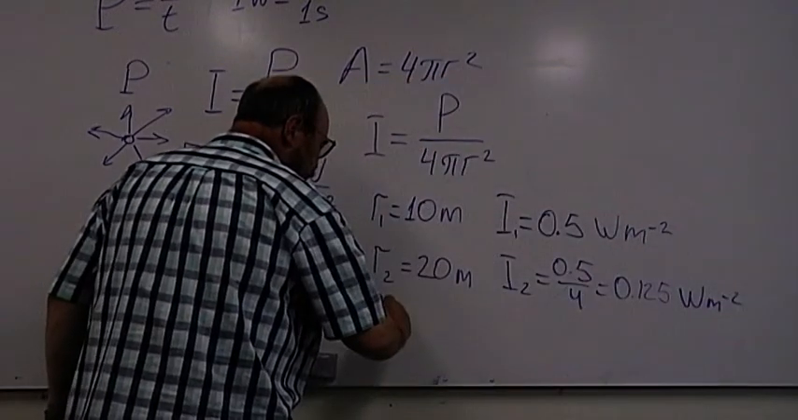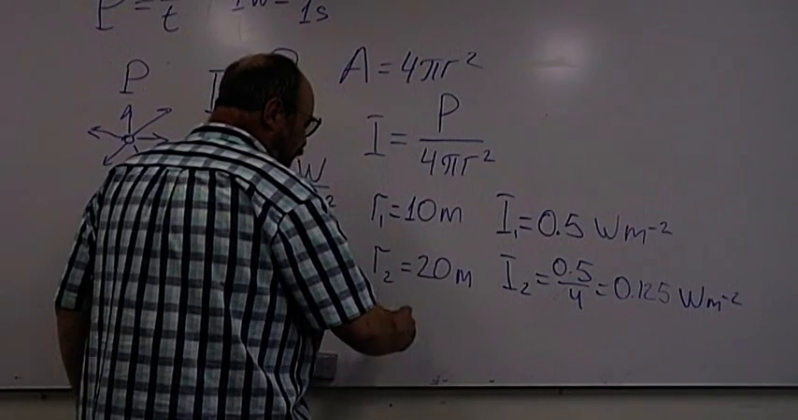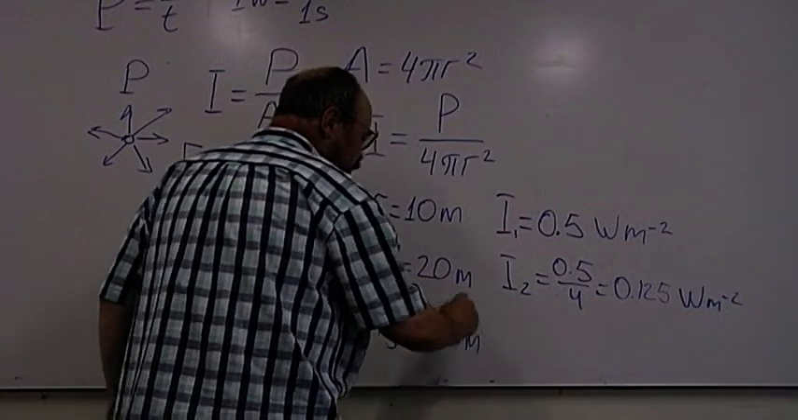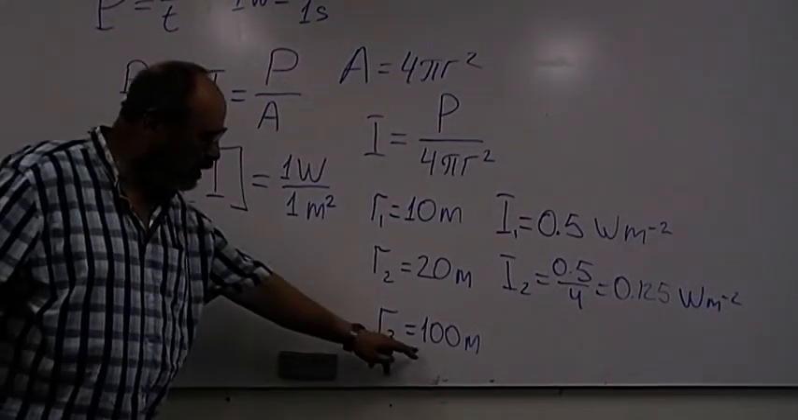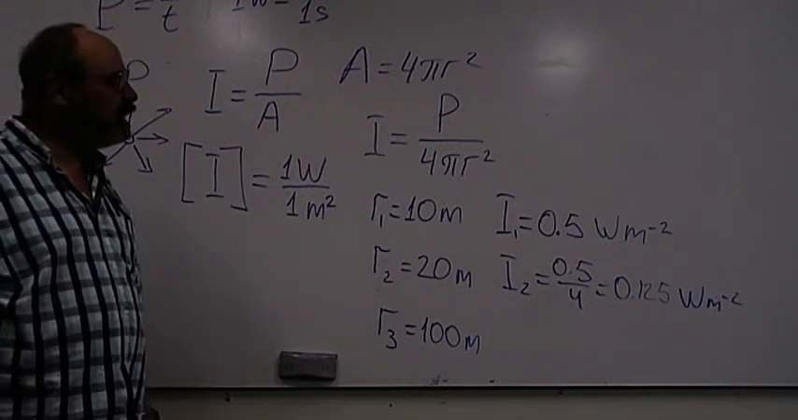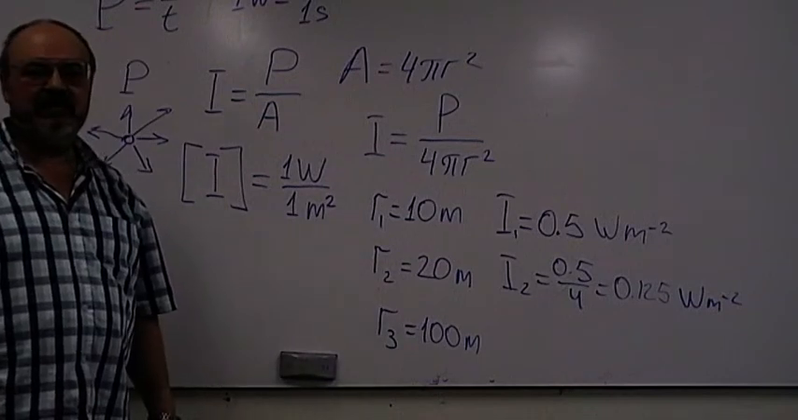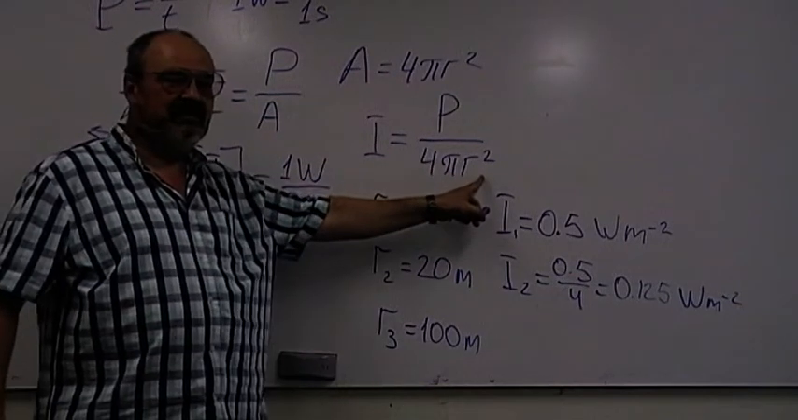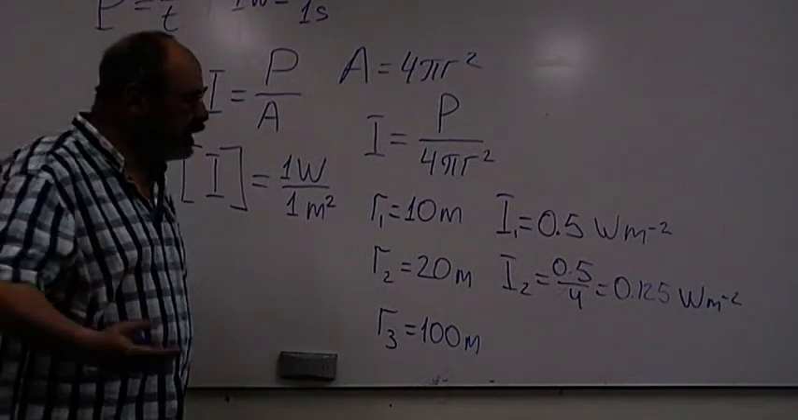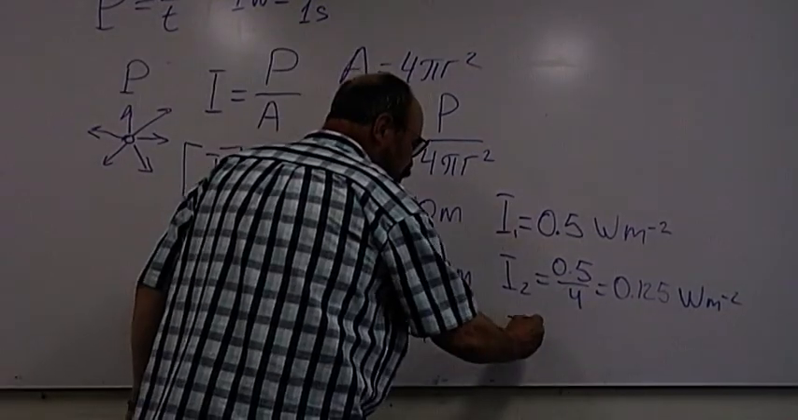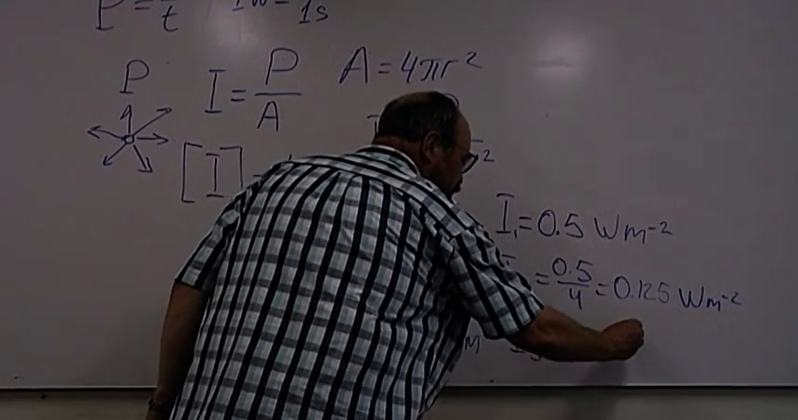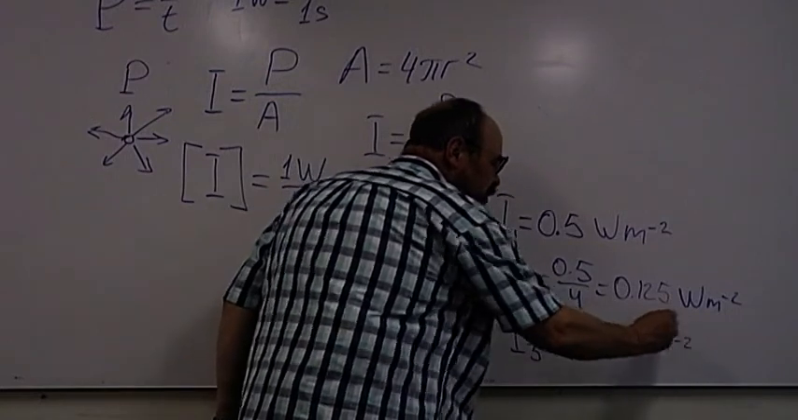If now distance will be 100 meters. How many times is 100 meters greater than 10 meters? 10 times. So how many times will intensity decrease? It will decrease 10 squared times, so 100 times. So it will be equal to 0.005 watts per meter squared.